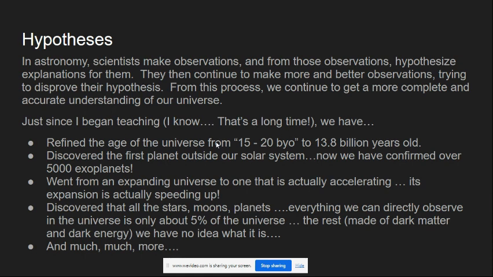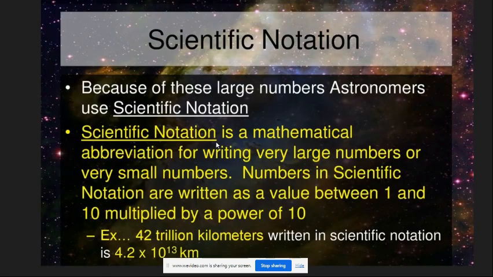We discover that all the moons, stars, planets, asteroids, everything we can observe, everything you can detect in any way possible, is only 5% of the universe. The rest is something called dark matter and dark energy, and we don't know what that is. Everything you see in the pictures is 5%. The other 95% of the universe, we don't know what it is. It doesn't give off any light. And there's much, much more.